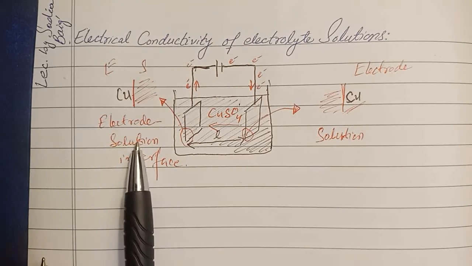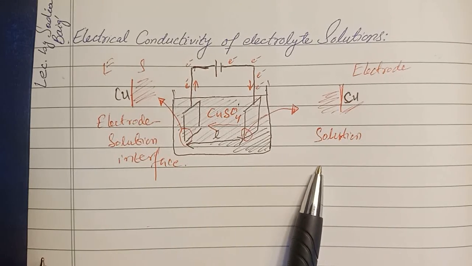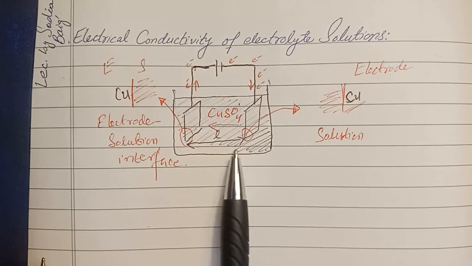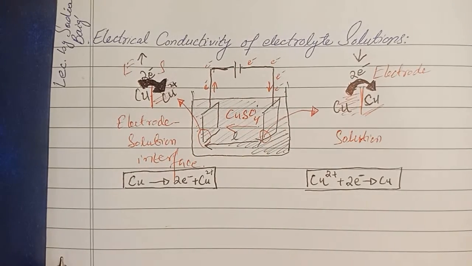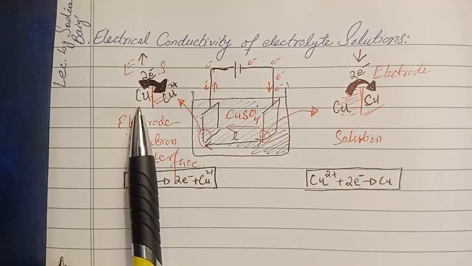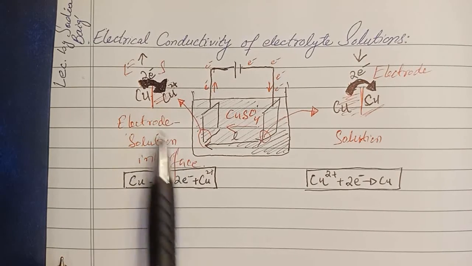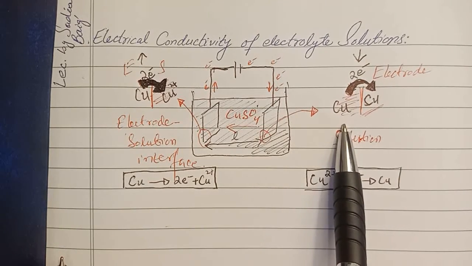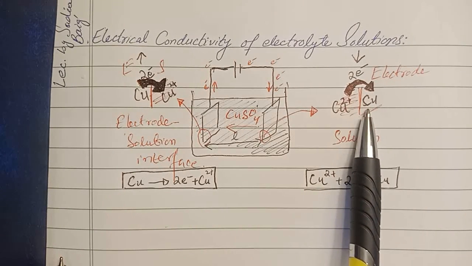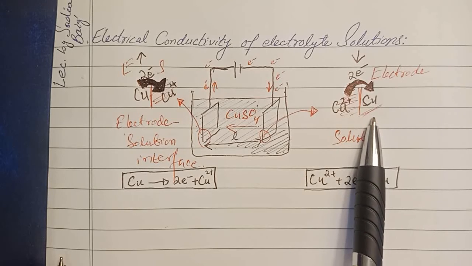So the anode and cathode of the cell work differently, and we have electrode reactions. The electrode reactions are given here, which can be explained as: at the anode, the copper electrode is oxidized to copper ions, whereas at the cathode, copper ions present in the solution are reduced to copper, which is deposited over the electrode surface.